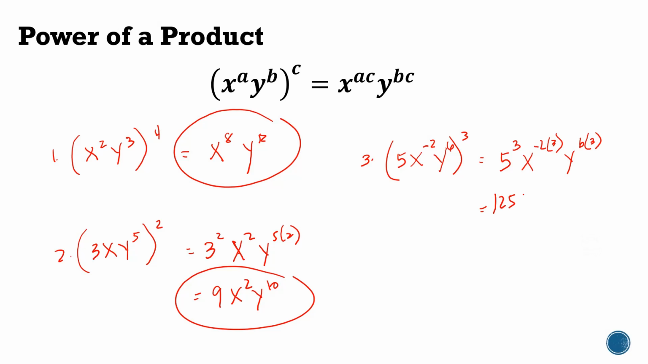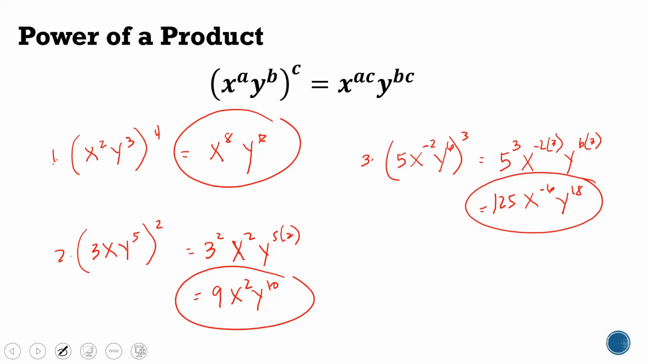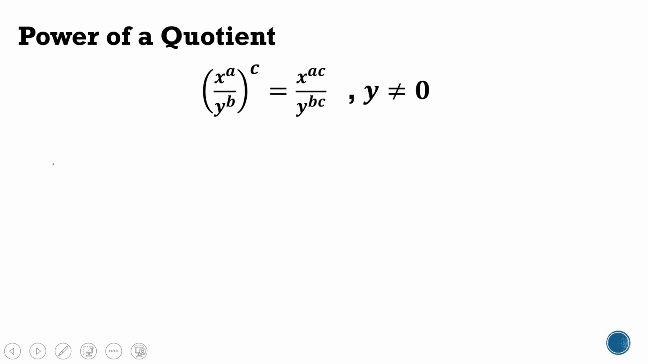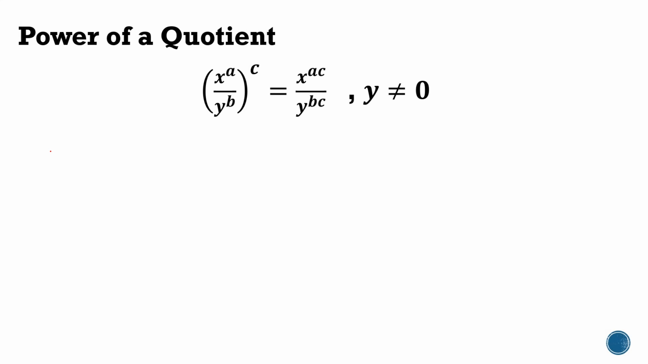125. Okay, and then x raised to negative 6, y raised to 18. Okay, next. This time we call this law the power of a quotient. So that means if we have, now y here cannot be equal to 0. Okay, this is a variation of the power of a product, the power of a quotient.